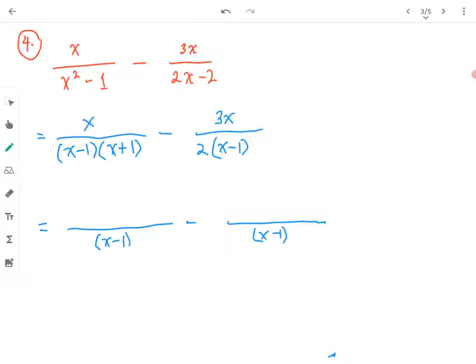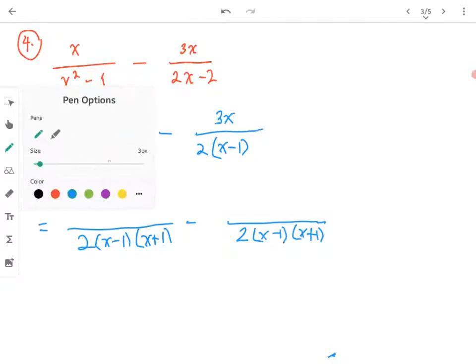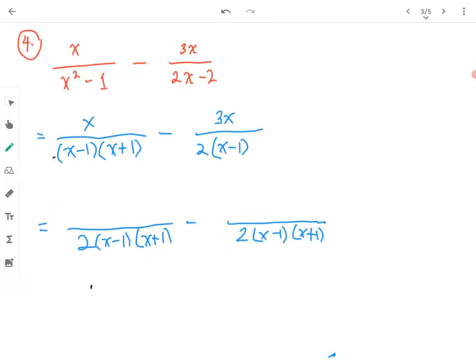We copy what's remaining. We have a remaining of x plus 1. Then we have also 2. Then from here, notice that x minus 1, x plus 1 is like multiplied by 2. We will also multiply this by 2. Becomes 2x.